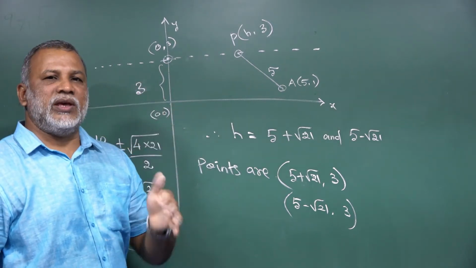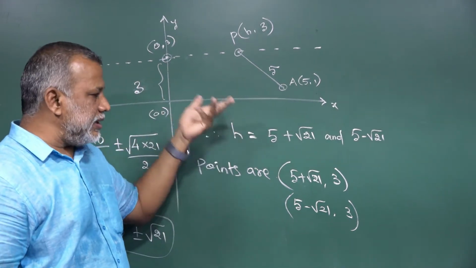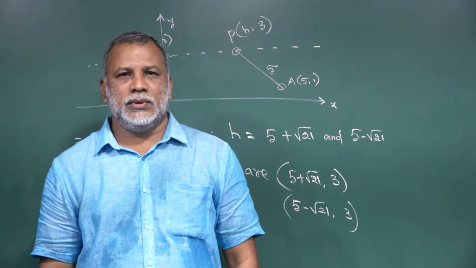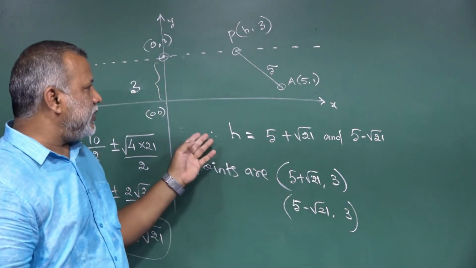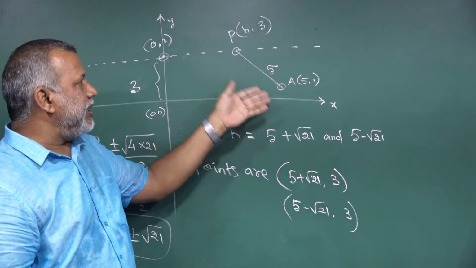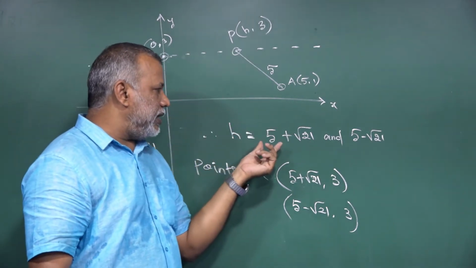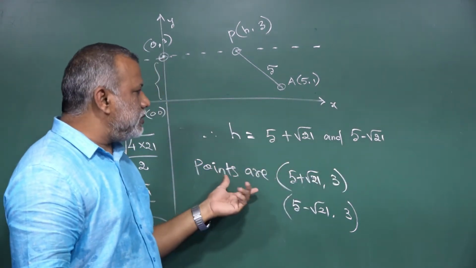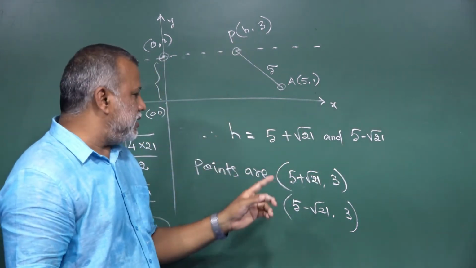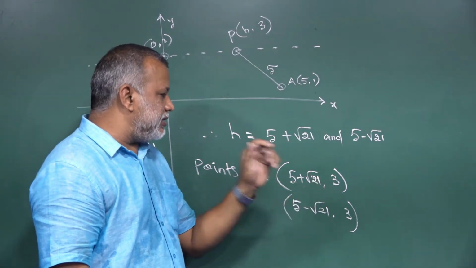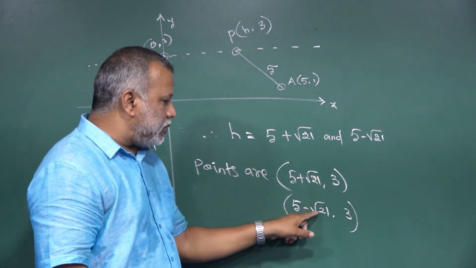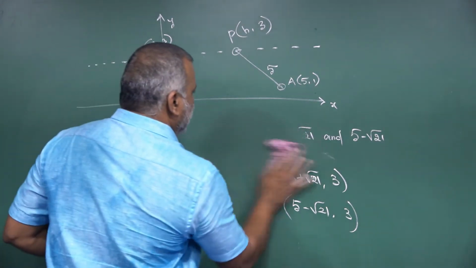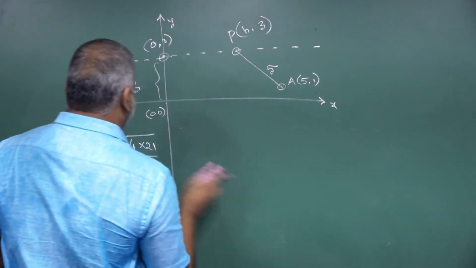In the same way, we have one more concept. Just listen. After this, I can explain. Now listen, students. So far we discussed that h equals 5 plus root 21 and 5 minus root 21. Therefore the value of h must change. One point is 5 plus root 21 comma 3, another one is 5 minus root 21 comma 3. These are the points. Now we have one more idea. Listen carefully.